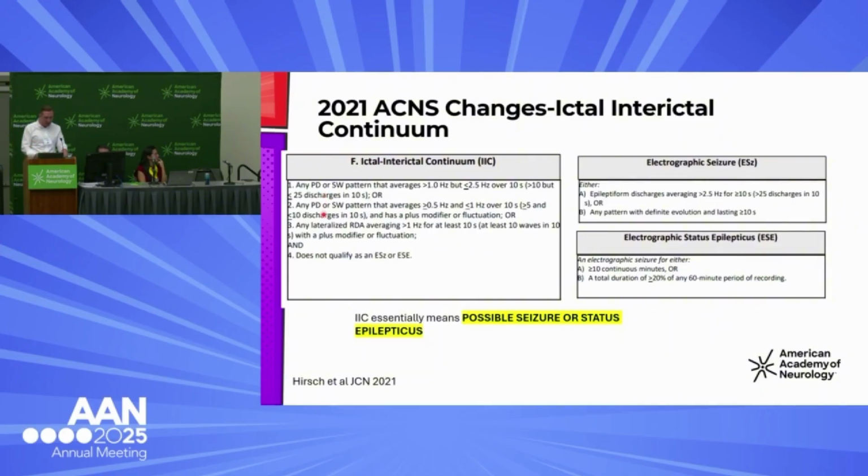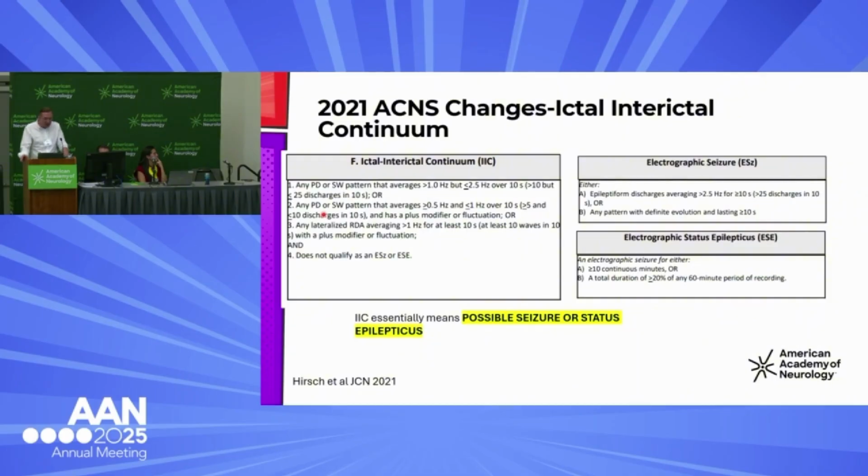If you have a periodic pattern or a spike wave pattern that's at least 0.5 hertz and has one of these plus modifiers on it, this is classically called PLEDs plus. So you see one of these periodic discharges, and on the descending limb you'll see this fast activity or this rhythmic activity. It's been well known for a long time that that has a higher association with seizures, and in and of itself is more likely to be a seizure or possible electrographic status, basically. So we have special criteria for that.